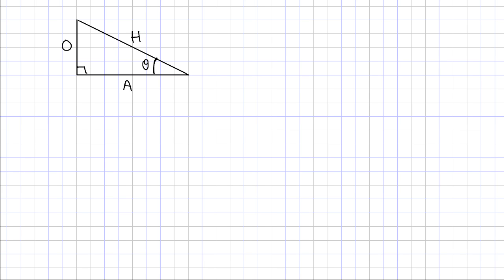Now when we have these triangles, we know that sine theta is equal to the length of the opposite side divided by the length of the hypotenuse. Cos theta is equal to the length of the adjacent side over the length of the hypotenuse, and tan theta is equal to the length of the opposite side over the length of the adjacent side.